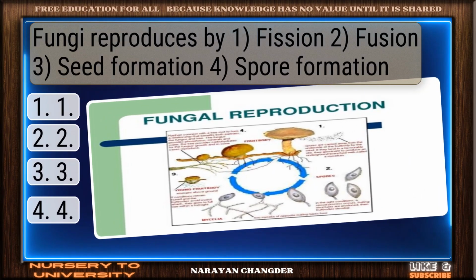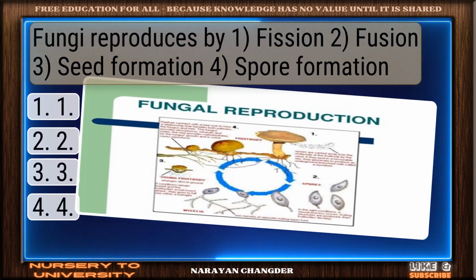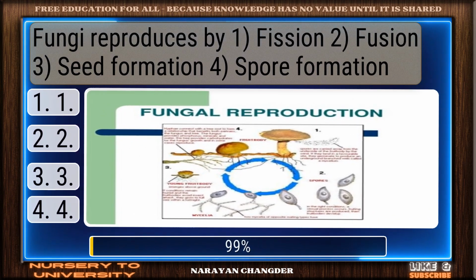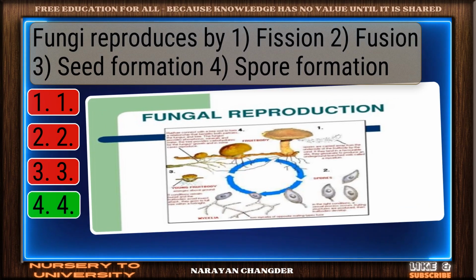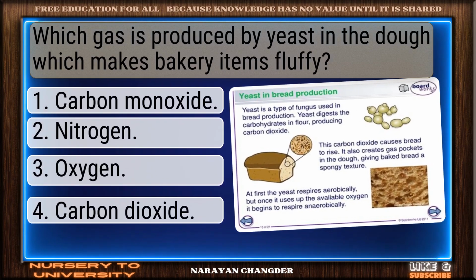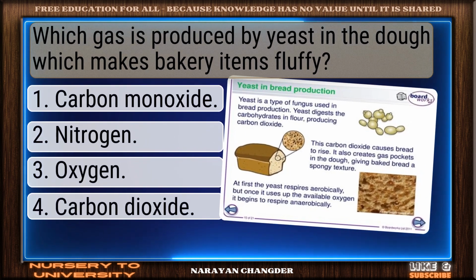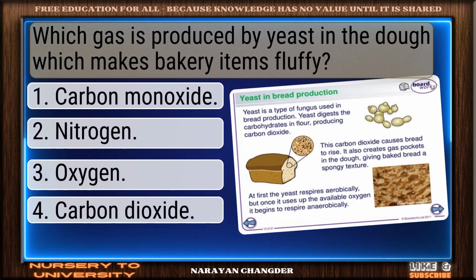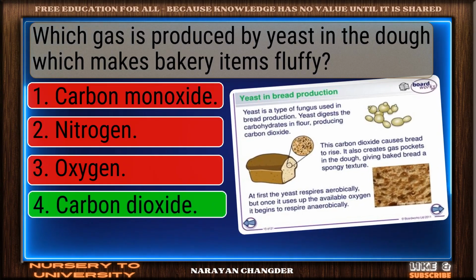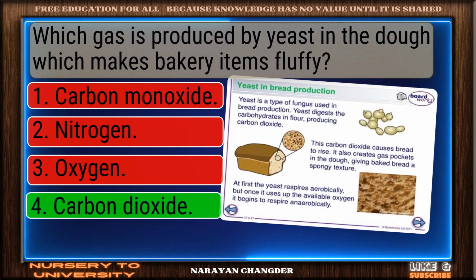Fungi reproduces by 1 fission, 2 regeneration, 3 seed formation, 4 spore formation. You're right. 4 is the correct answer. Which gas is produced by yeast in the dough, which makes bakery items fluffy? Nicely done. Carbon dioxide is a solid answer.